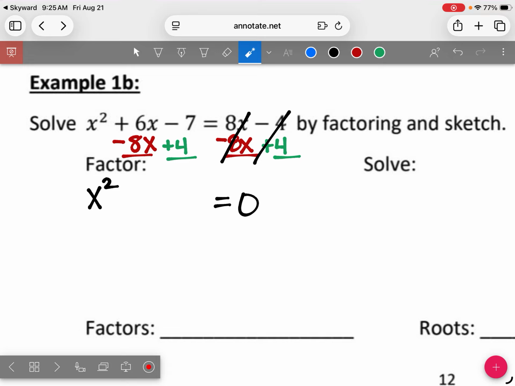What's 6 minus 8? What is it? Negative 2x. And then we have negative 7, because if there's a subtraction sign in front, that just means it's negative. So we have negative 7 plus 3, which is a negative 3.